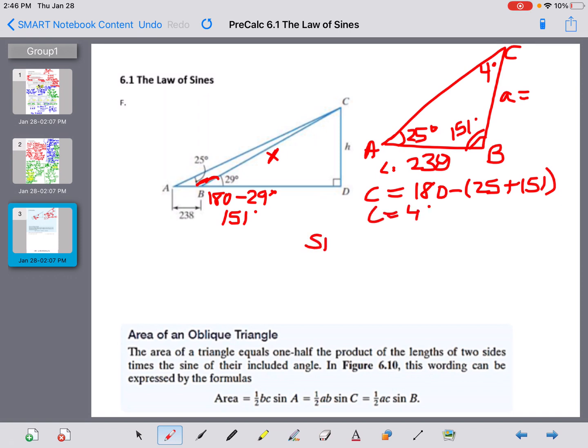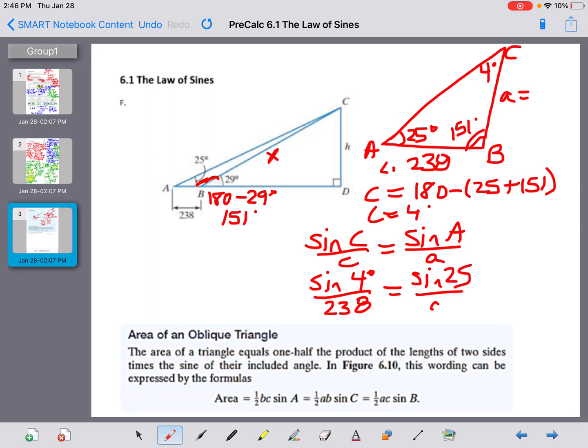All right, we're going to use a little sine. I have C and C, so I'm going to do C and C, and I'm looking for A, so I'm going to do A and A. So sine of 4 degrees over my 238. By the way, if my small side is 238, can you imagine what my large side's going to be here? It's not even the largest, right? We're not finding that B. Sine of 25 over A. So A is going to be 238 sine of 25 divided by the sine of 4. Okay, don't forget that's not our final answer, but that's what we're finding right now.